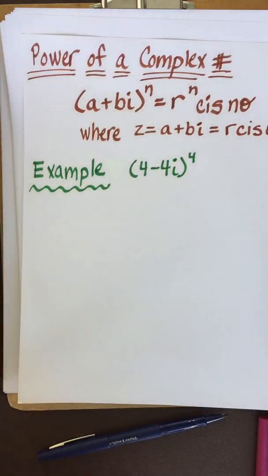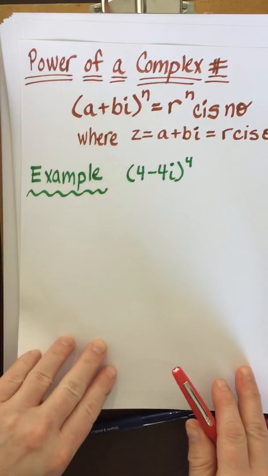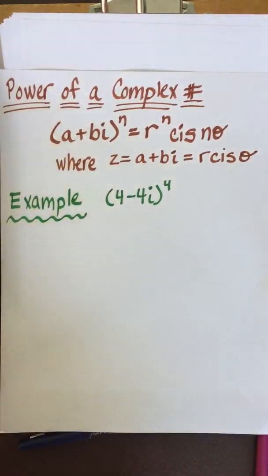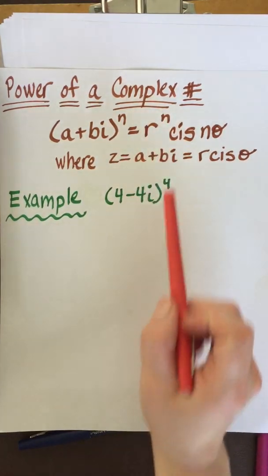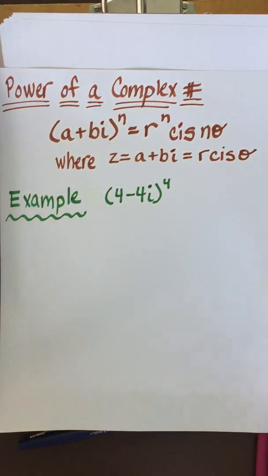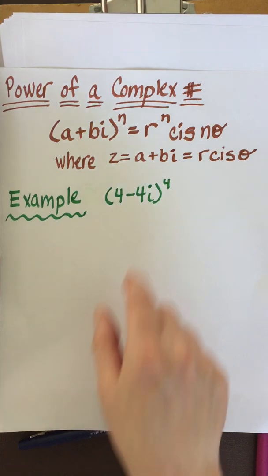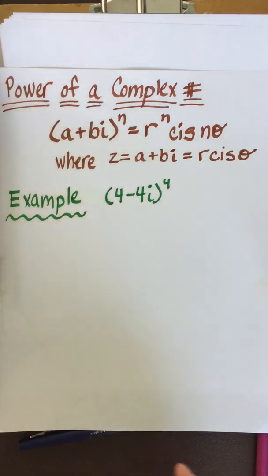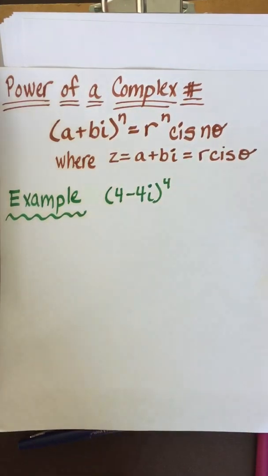All right, now we want to talk about finding the power of a complex number. So if you have a plus bi raised to the n, that's r to the n cis n times theta. Now, if I had 2 plus 3i to the 5th, I could say 2 plus 3i times 2 plus 3i times 2 plus 3i, yada yada. That would take forever. So what we're going to do is change it around to polar form and then use our formula.